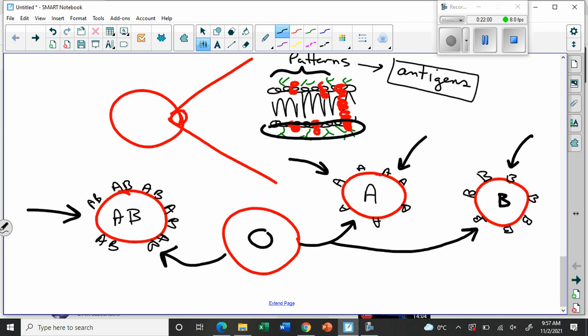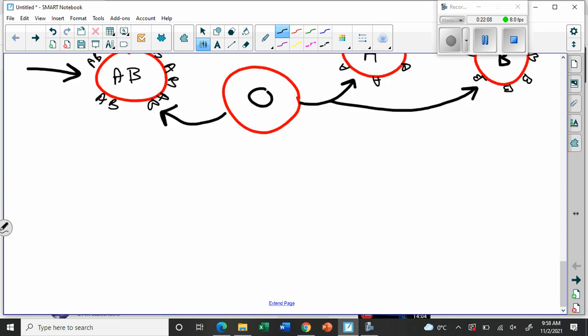Now, somebody asked a question about the plus and the minus. There's another molecule pattern on here. It's called the RH factor. There are literally hundreds of thousands of different patterns on a cell. It's crazy, because remember how small they are. So the RH factor is another molecule that you may or may not have. If you have it, you're called positive, and if you don't have it, you're called negative.